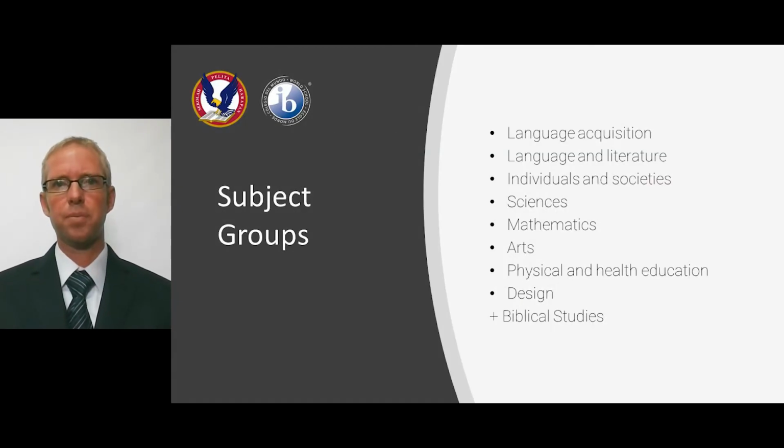Next is the subject groups. The MYP includes 8 subject groups. They are language acquisition, language and literature, individuals and societies, which we call humanities, sciences, mathematics, arts, which we break down into performing and visual, physical and health education, and design, which is broken down into food, digital, and product. In addition to these 8 subjects, all of our students also take biblical studies classes, and at certain levels are able to take Korean or Mandarin.